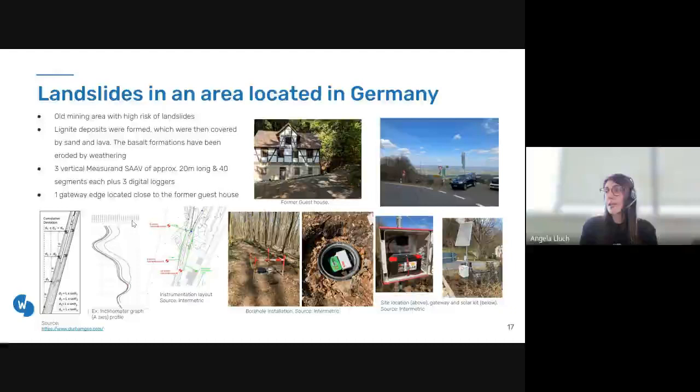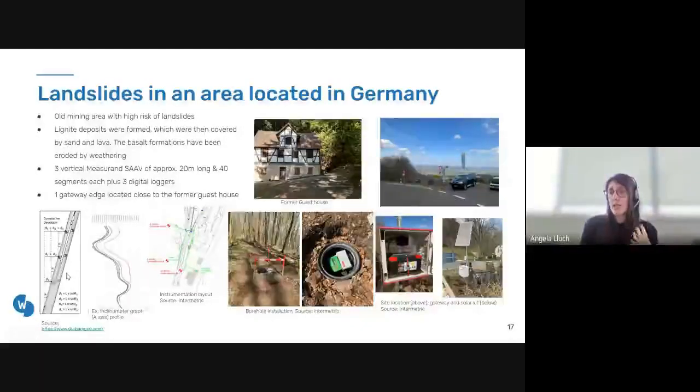That's why 3 measure and shape arrays were installed. Shape arrays are sort of in-place inclinometers. In-place inclinometers are a chain of tilt meters, in this case arranged in a vertical line. So these sensors allow us to compute the lateral movement, the lateral displacement of the ground, out of the tilt measurement by using these formulas shown in this other image on the bottom, on the left-hand side.